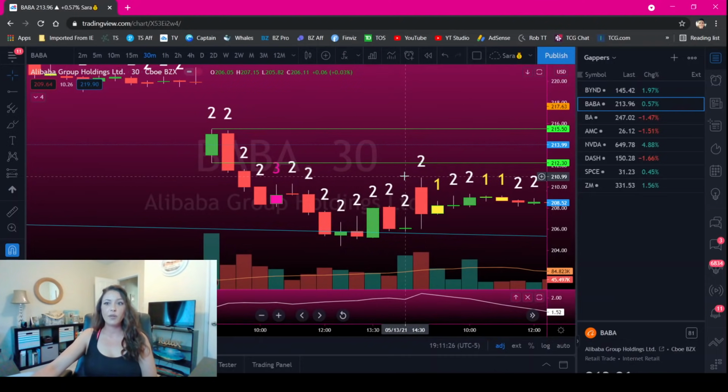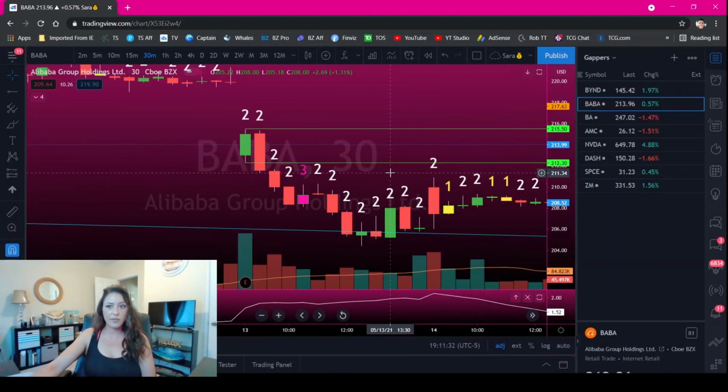So again, we don't know what price is going to do. We let the price tell us. But we have our levels mapped out. We know where our possible targets are and what to expect when it gets there.